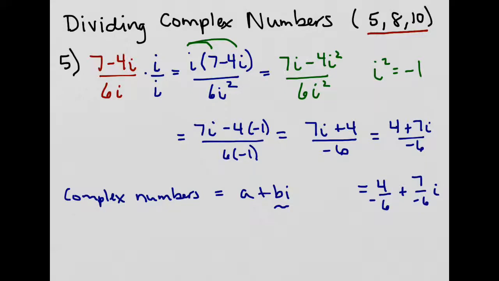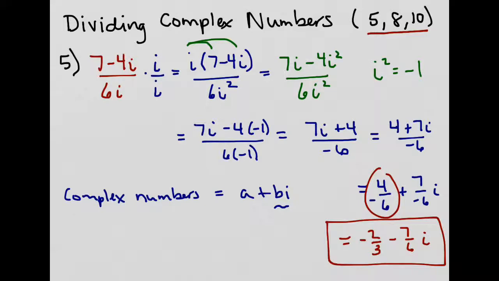Now you'll notice that this portion can be reduced further. So I'm going to say that's negative 2/3 plus, well, let's go ahead and just change that into a minus and stay in plus of a negative. So that'll be minus 7/6 i. And that is the answer to number 5.